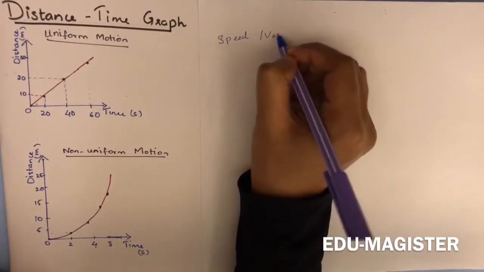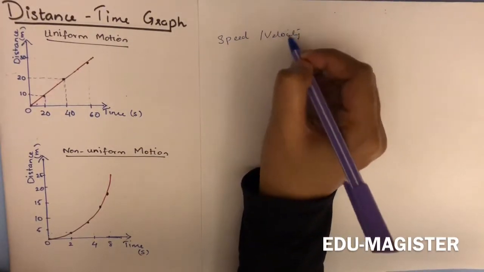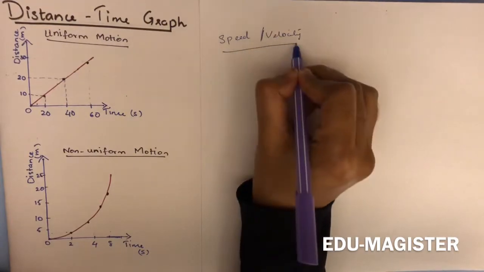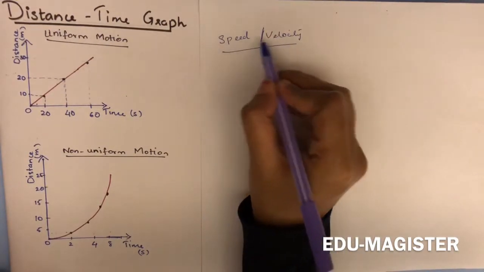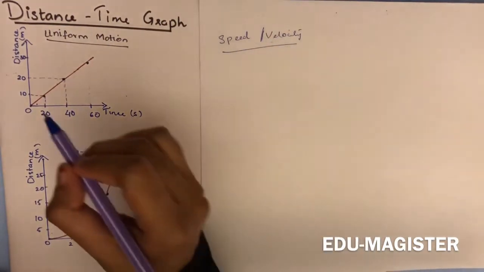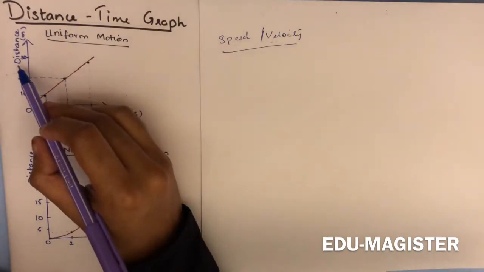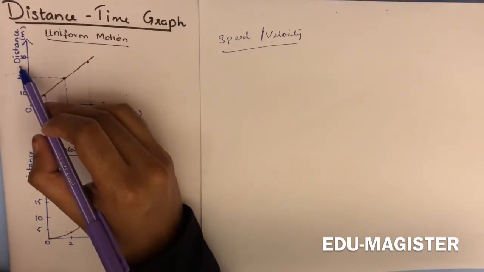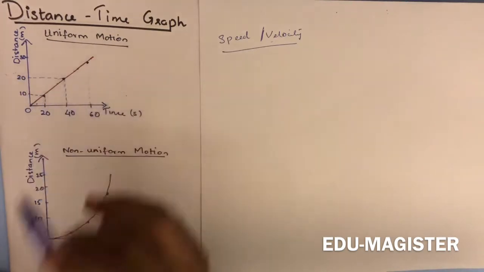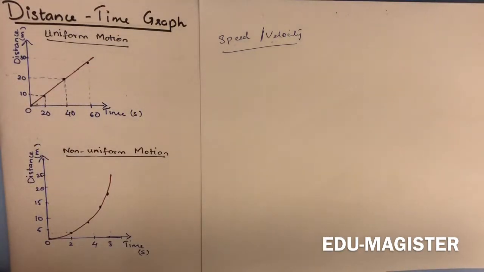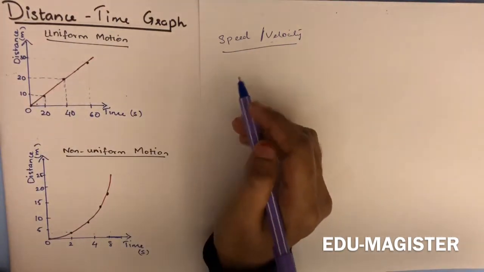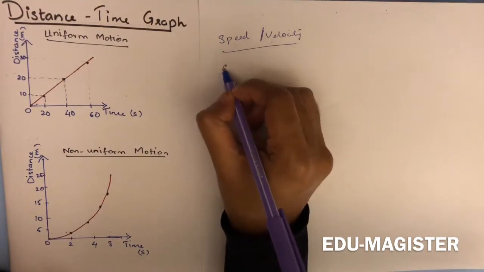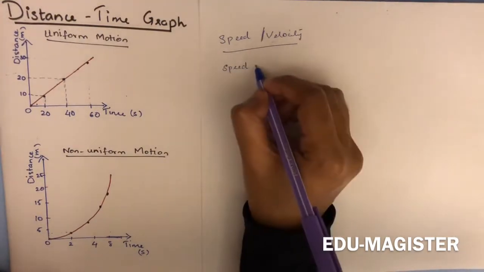Now further, we shall study how to find speed or velocity using a distance time graph. The speed will be equal to velocity if the distance is equal to the magnitude of displacement, right? So, let us see how to find speed using a distance time graph. Before that, let me note down the formula for speed.